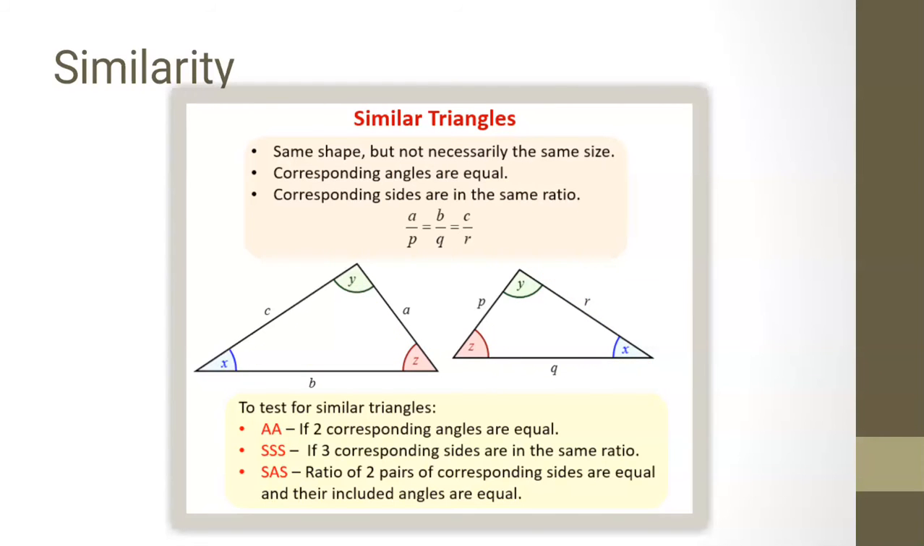Now we will see how to say whether the two given triangles are similar by AA test. If two corresponding angles are equal, then we can say that the given triangles are similar by AA test. SSS test: if three corresponding sides are in the same ratio, then the given triangles are similar by SSS test. SAS test: the ratio of two pairs of corresponding sides are equal and the angles included in between them. If these two sides are in the same proportion, the angle should be between the two sides. Then only we can say that the two triangles are similar by SAS test.